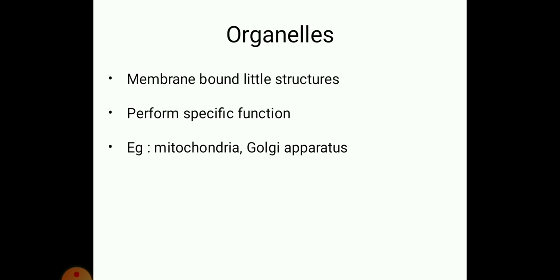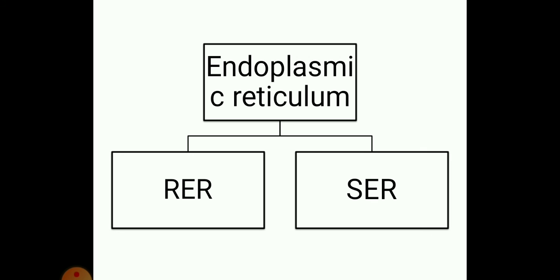Now we will study about the small structures present in cytoplasm called organelles. Organelles means organ-like structures. They are membrane-bound little structures which perform specific functions. Examples are lysosome, mitochondria, Golgi apparatus, etc. Let's begin with endoplasmic reticulum. Endoplasmic reticulum is of two types, RER and SER.